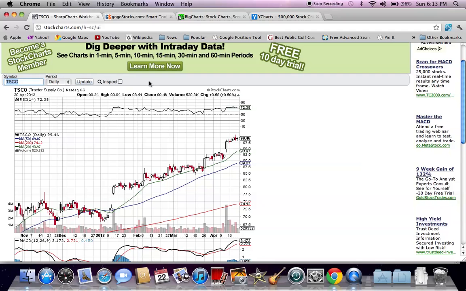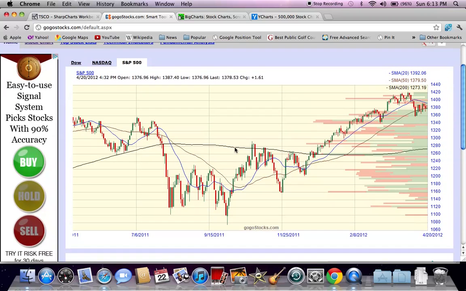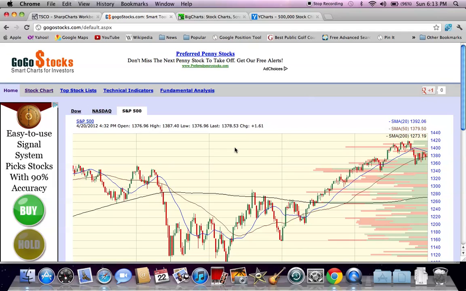Another stock website that I got introduced to through Google Plus is gogostocks.com. And this is the front page of gogostocks.com. You can probably tell that it's not a website that they have a ton of money invested in, but it does offer a great chart. So this is the S&P 500 on its page.